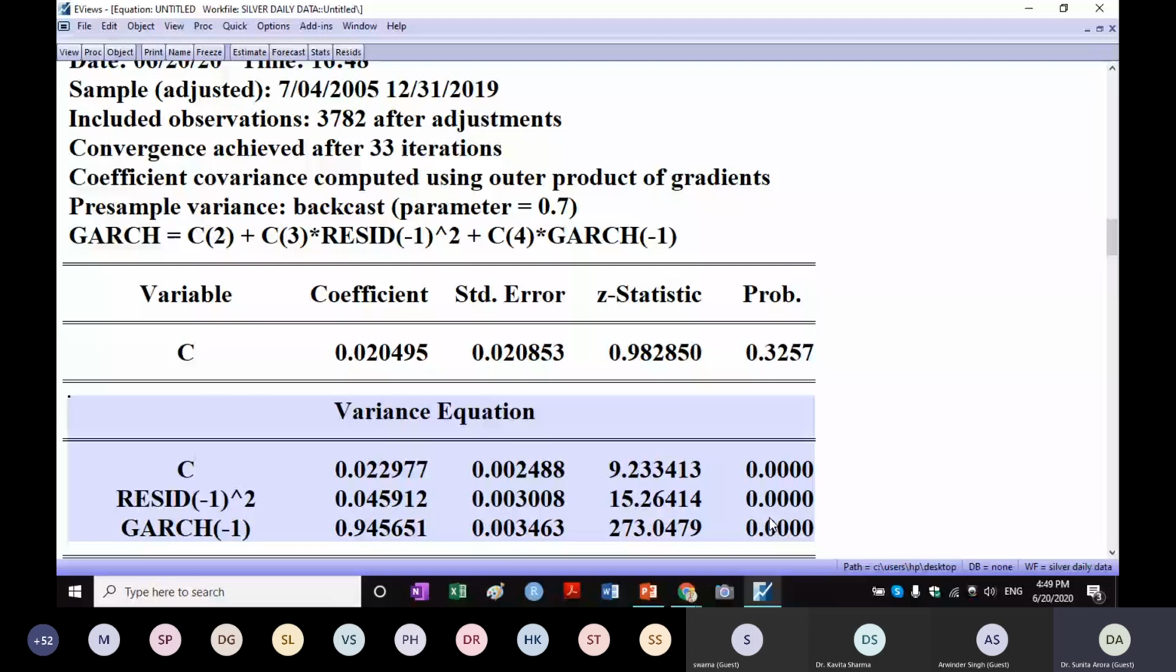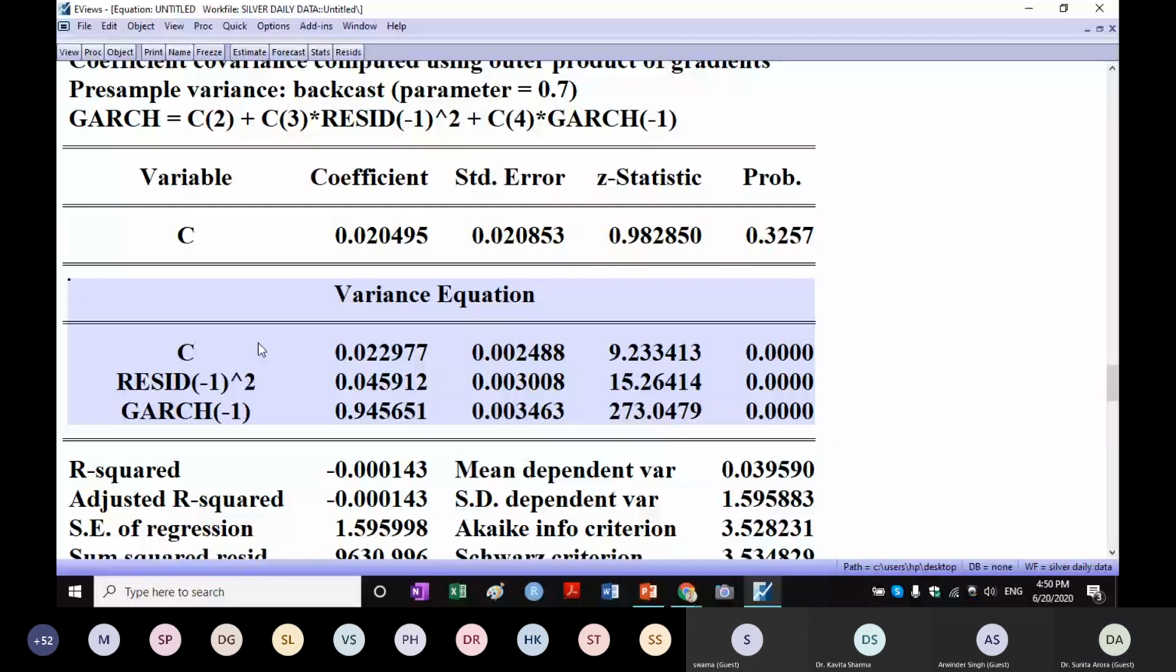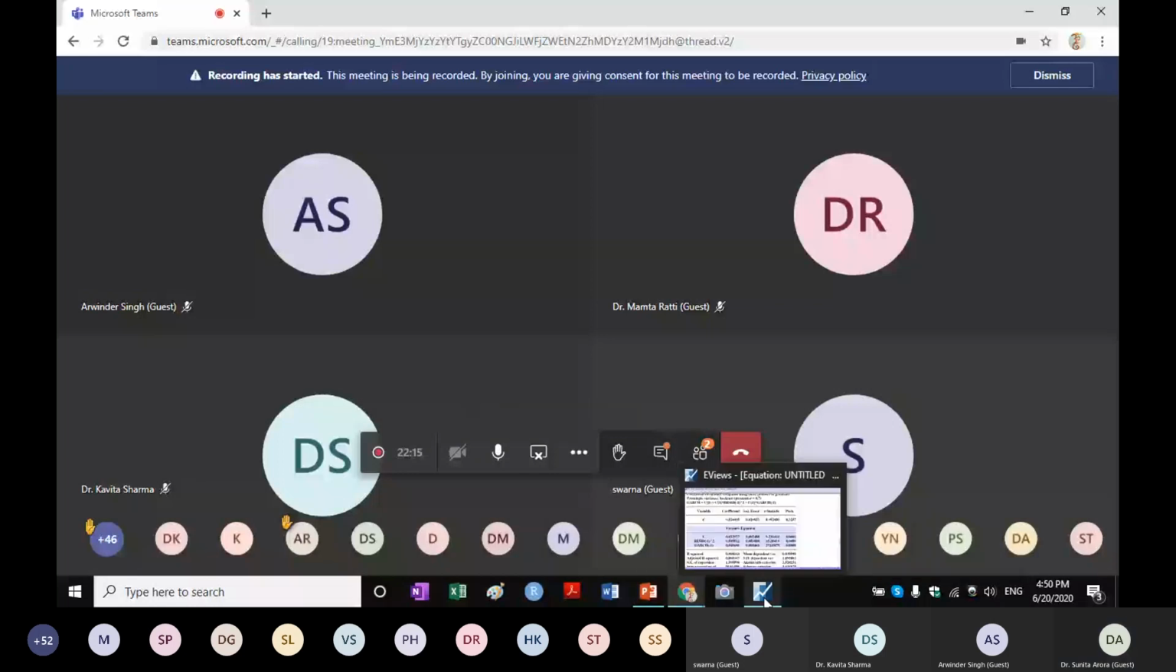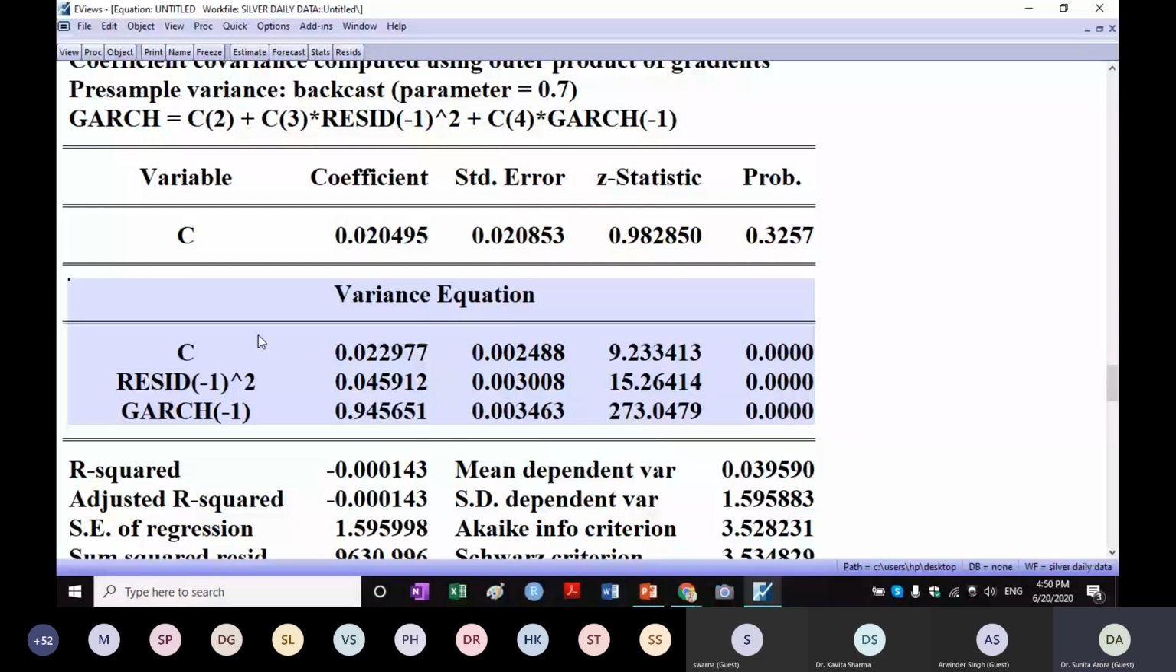We say this on the basis of residual diagnostic, correlogram Q-stat and correlogram squared. Both are correct. Now, we don't need to bother about this. Both the equations have been correctly specified on the basis of residuals. We can say this.